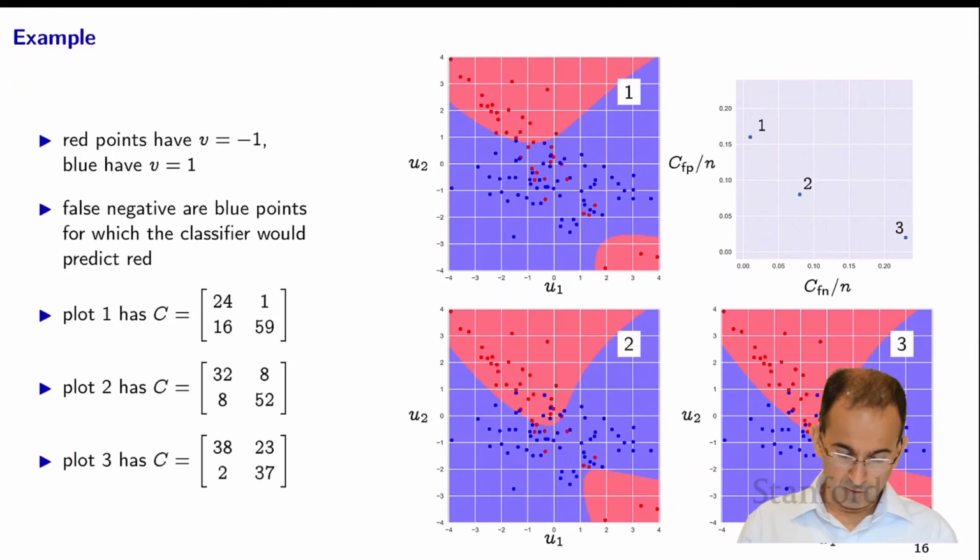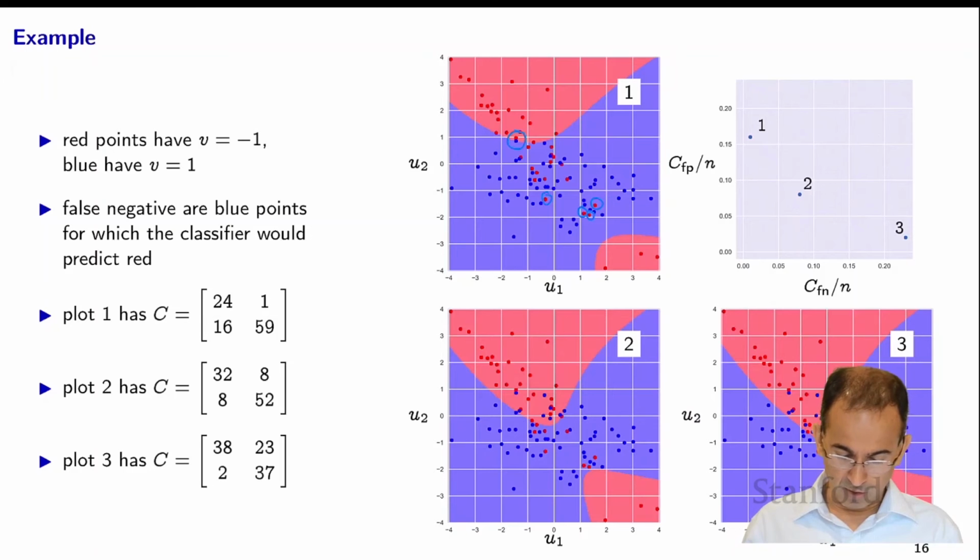So this blue dot there is in the red region. It's in the region which our classifier would predict red. That's a false negative. And then there are many false positives. All of these red dots are points which we would predict as blue. We'd give a positive prediction, but it's a false positive.